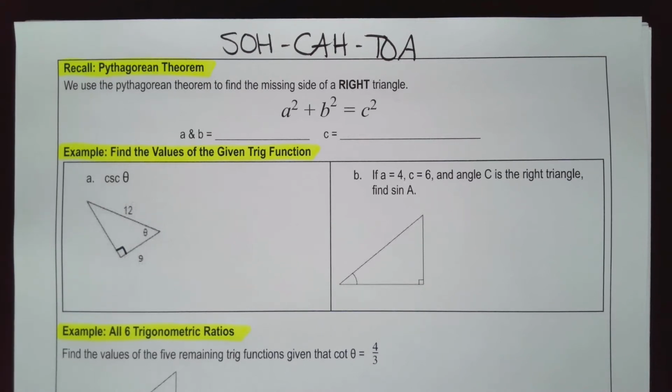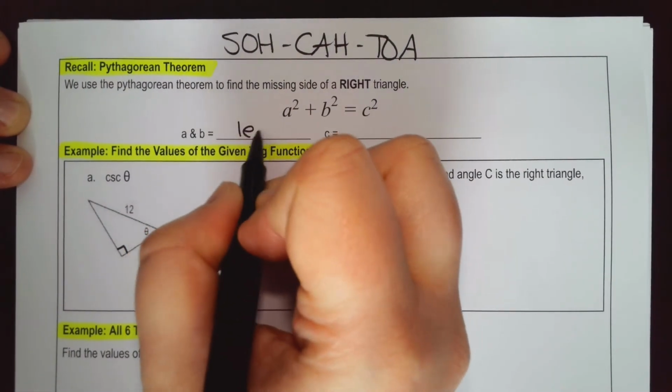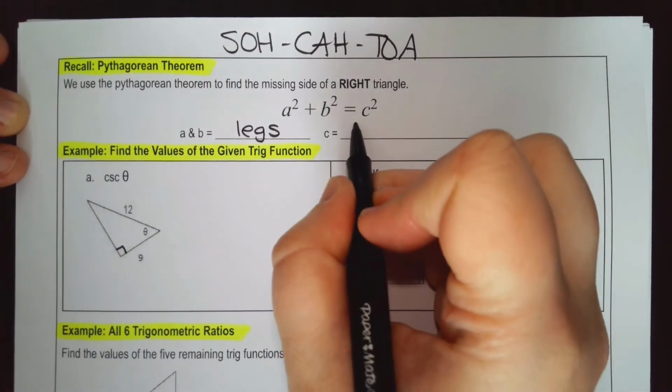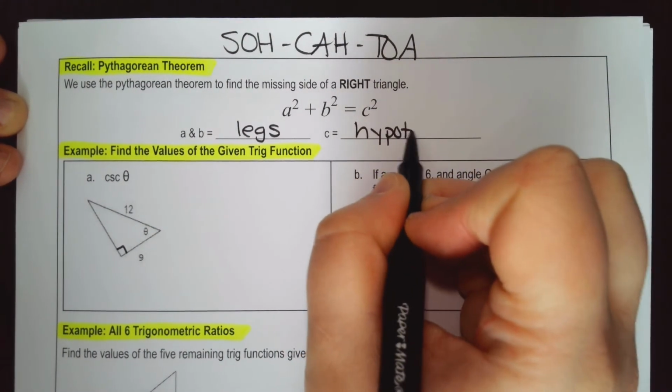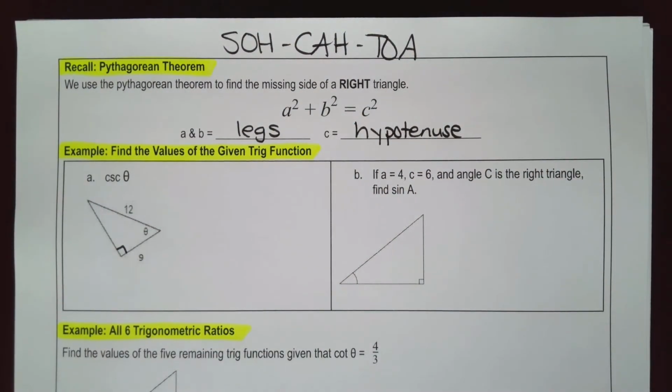But before we do that, you may need to find the third side of a right triangle. So to do this, you need to remember the Pythagorean Theorem. We use the Pythagorean Theorem to find the missing side of a right triangle. A squared plus b squared equals c squared. Remember, a and b are just our legs, and c is our hypotenuse. I'm sure you all remember the Pythagorean Theorem, but it is something that we needed to refresh ourselves with.